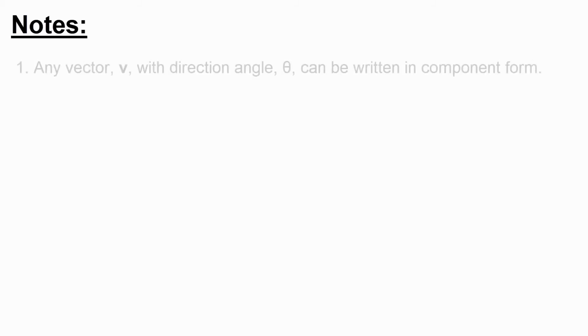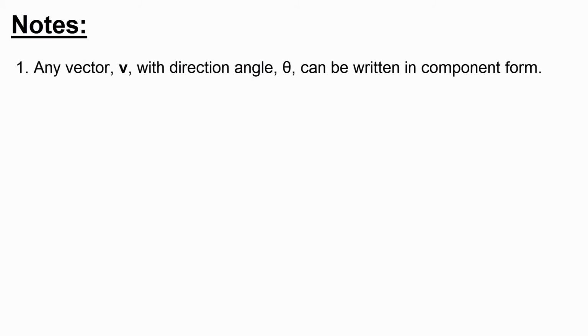Okay, note number 1: any vector v with magnitude of v and angle theta can be written in component form. So here's what we're saying with a graph. I'll graph v in the first quadrant, although you don't have to. So there's my vector v, and you're not told what the components are.